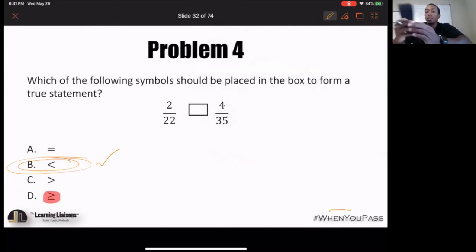And again, I'm going to just waste your time real quick by grabbing my calculator. 2 divided by 22. Okay, that's 0.090909 repeating. And then 4 over 35. That is 0.11, with some approximations. So definitely the left side is less than the right side.